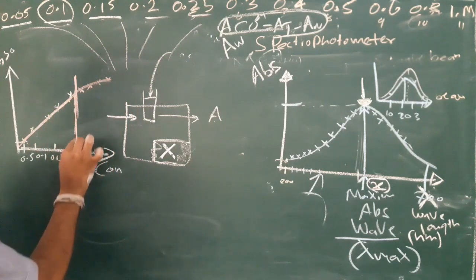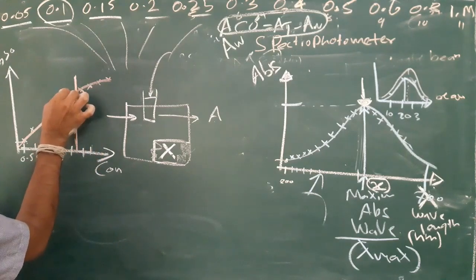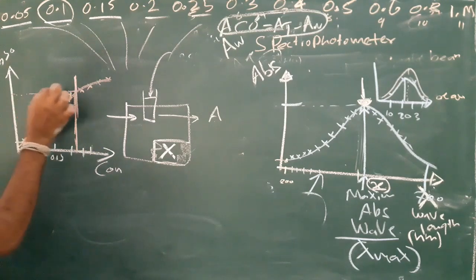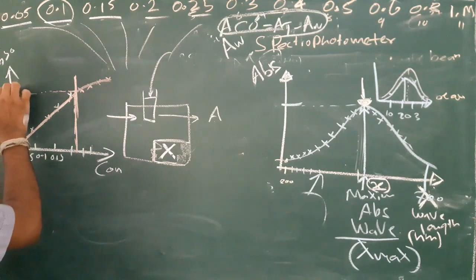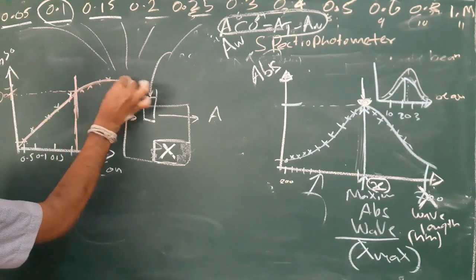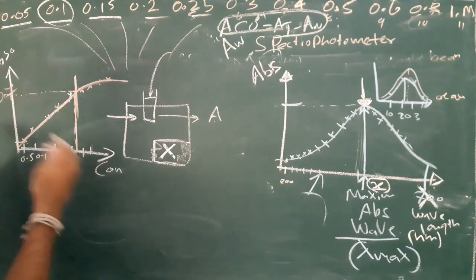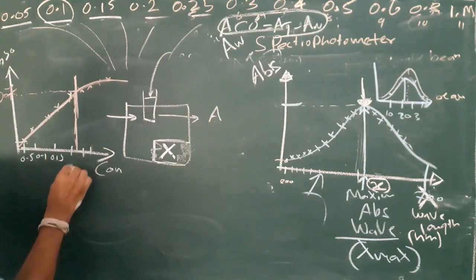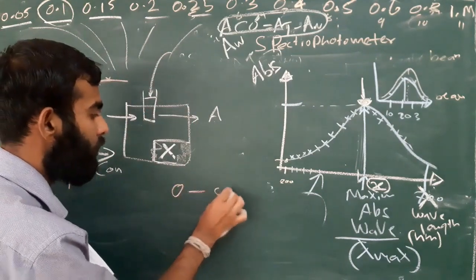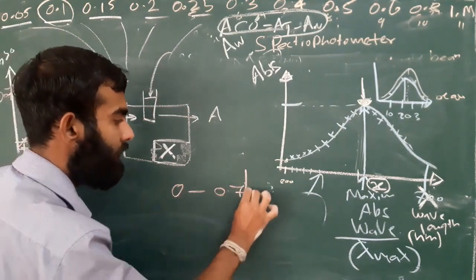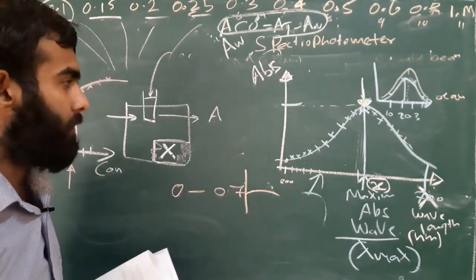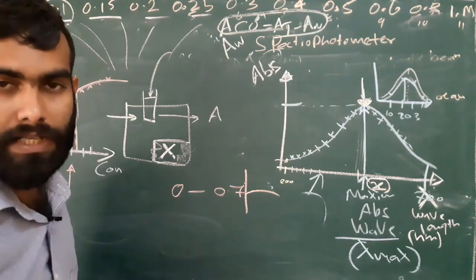So if we extrapolate that concentration onto the absorbance axis, we can see clearly this will be 0.7. After 0.7 it will not be linear. So by using this experiment and this graph, we can prove that the Beer-Lambert law validity range is 0 to 0.7. After that it will not be linear. Not linear means it will not be valid after that concentration.